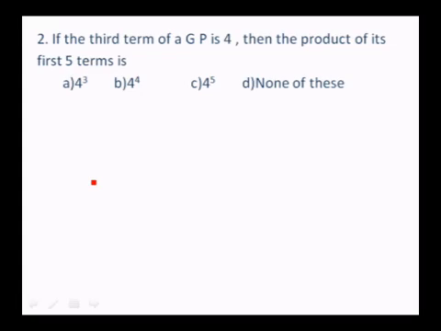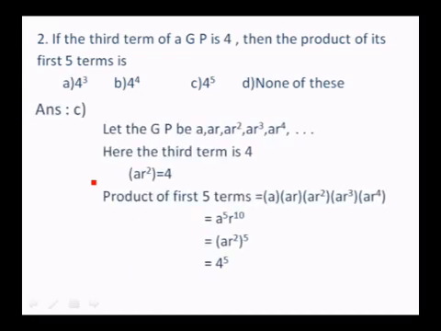Second problem, if the third term of a GP is 4, then the product of its first 5 terms is 4 cube, 4 to the power of 4, 4 to the power of 5, none of these. So, here also you can take the GP as A, AR, AR square, AR cube, AR to the power of 4. Here the third term is 4, therefore AR square is 4. The product of the first 5 terms, A into AR into AR square into AR cube into AR to the power of 4, is nothing but A to the power of 5 into R to the power of 10. So, AR square whole to the power of 5, that is equal to 4 to the power of 5, because you know that AR square is 4. So, the option is C.